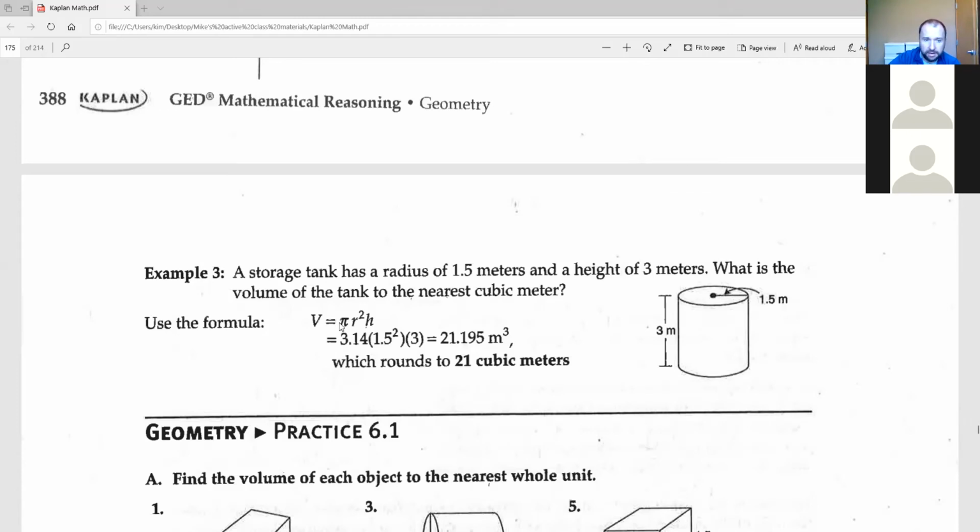So we're going to plug in. If we want to find the volume of this particular cylinder, first we're going to substitute 3.14 for pi. Then we have to find the radius.